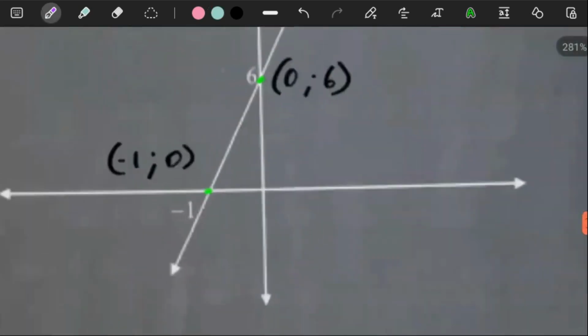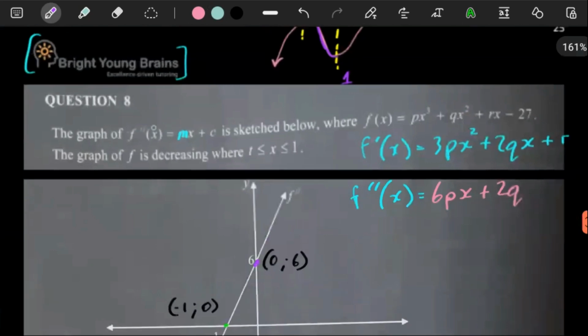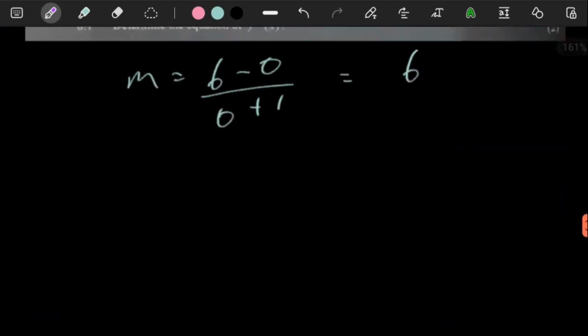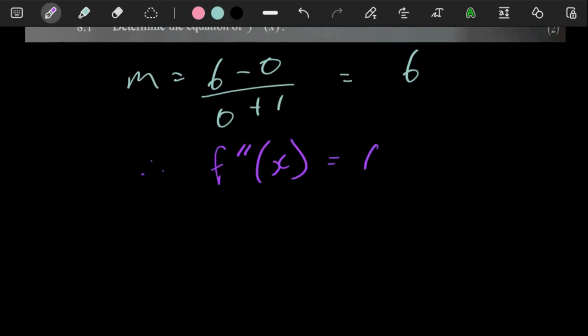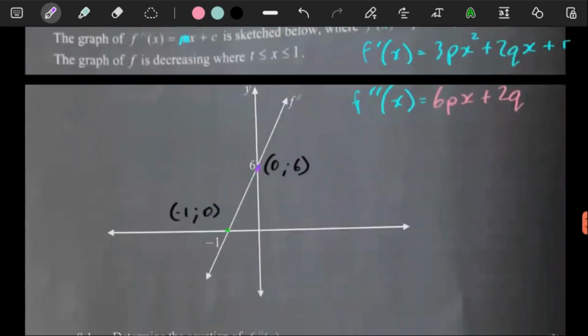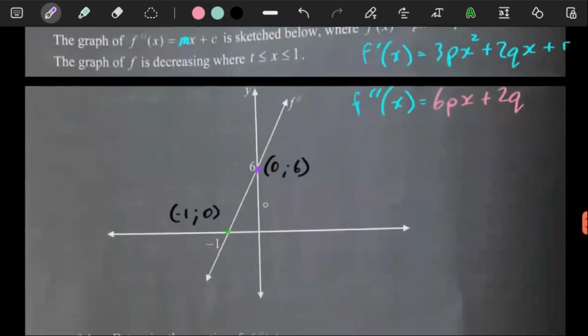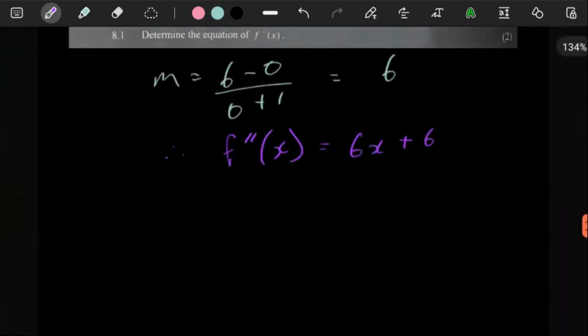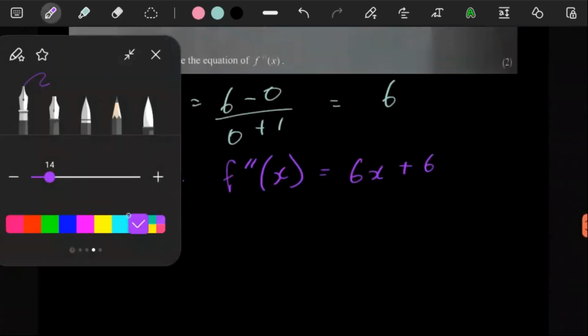The y-intercept is a positive 6, so that's what c is. So here, therefore, the second derivative gradient is a 6, and the y-intercept is a positive 6. It makes sense because this is quite steep, you see. This is just 1, and then this is like 6 upwards. So let's see what we have to do next.